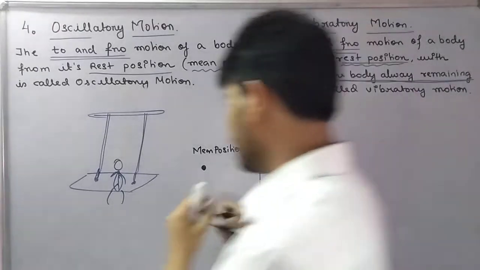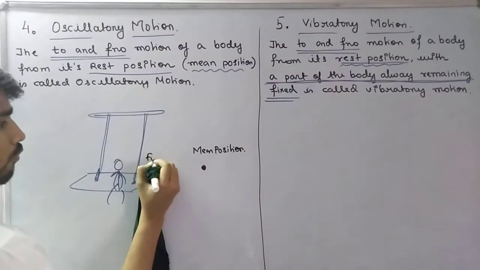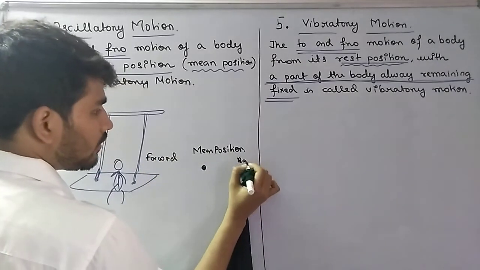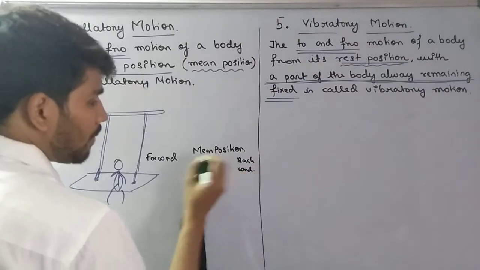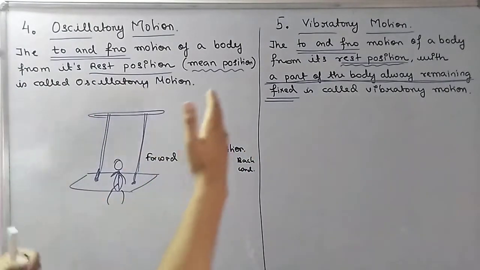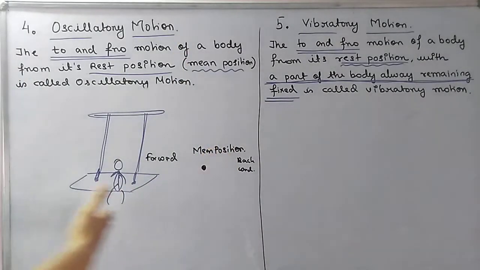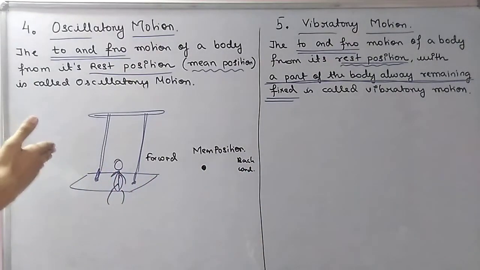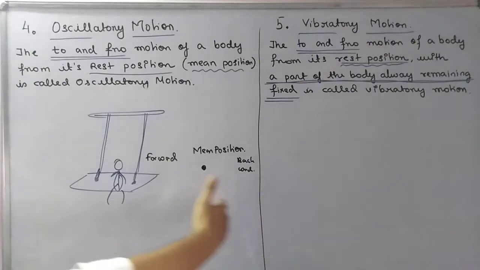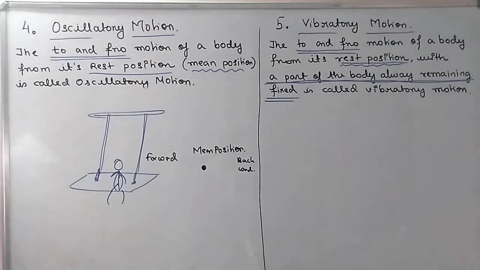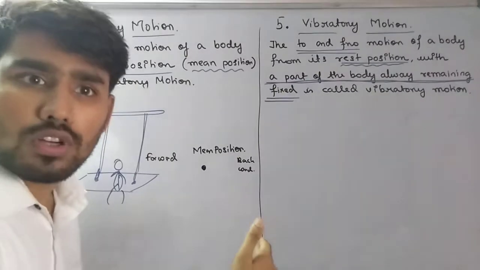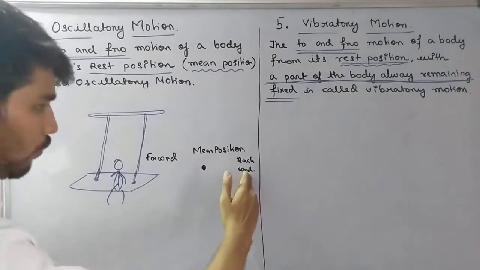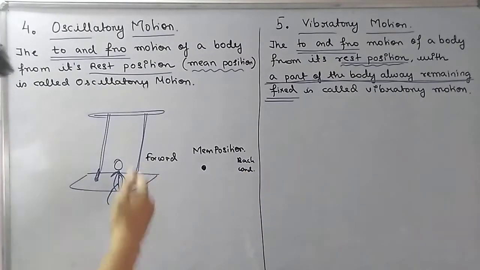So what it does, it moves from forward to backward, passing through the mean position. Then how will it go? It will just move like this. This is the mean position. Again mean position, again back. So the swing begins to move from forward to backward, forward to backward. This is called to and fro motion.